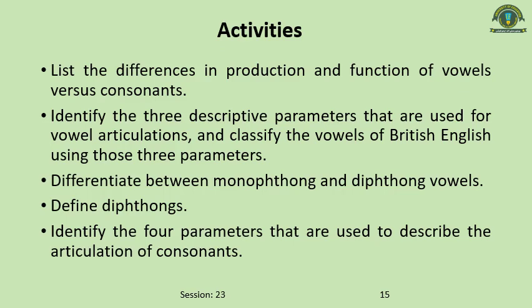Second is, identify the three descriptive parameters that are used for vowel articulations and classify the vowels of British English using those three parameters. Three parameters. Do you remember? When we talked about the description of vowels, we talked about these parameters. And I want you to classify the vowels of British English using those three parameters. Okay?